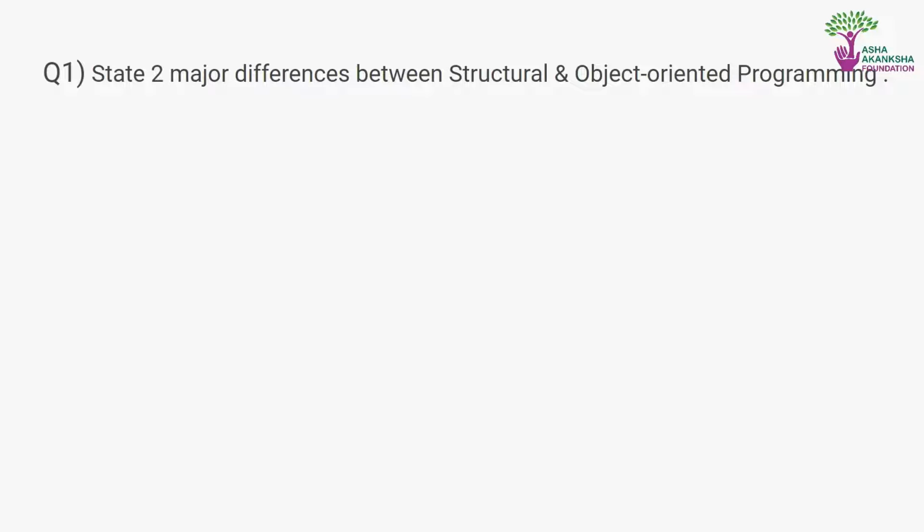The first question was to state two major differences between structural and object-oriented programming. In structural programming, the primary role was played by the methods of the class, and the secondary role was played by the data, which was just passed around. Whereas in object-oriented programming, the data played the primary role, and the data and the methods each combined to play an important role. So they exist in harmony together. So these were the two major differences.